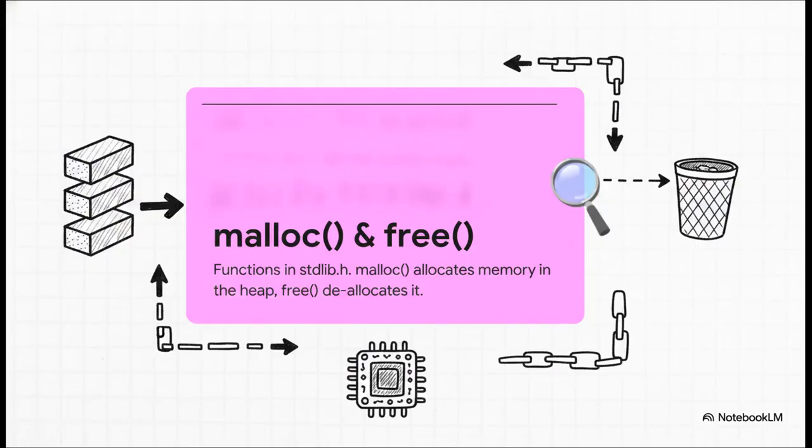To pull this off in C, you really have to become best friends with two key functions from the standard library, malloc and free. Malloc is your go-to for requesting memory. When you call it, it carves out a block in the computer's heap and hands you a pointer to it. Now, it does return a void pointer, so you'll usually cast it to your specific type, kind of like int star malloc 100 times size of int. And hey, when you're done with that memory, you absolutely must use free to give it back. That right there is the whole essence of manual memory management.